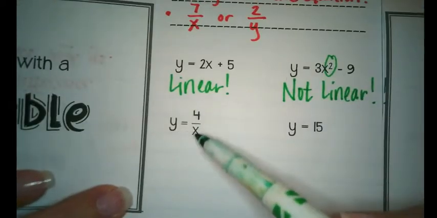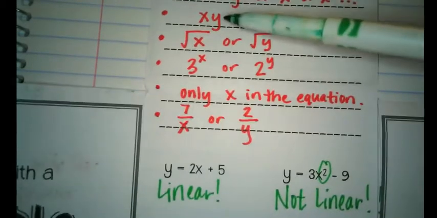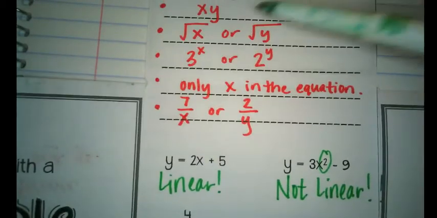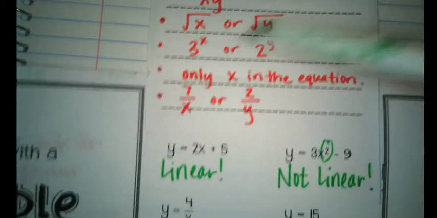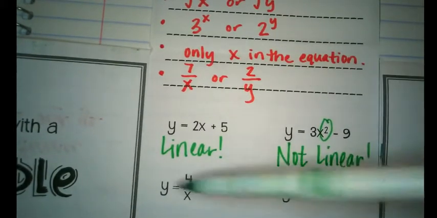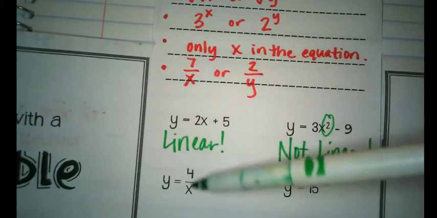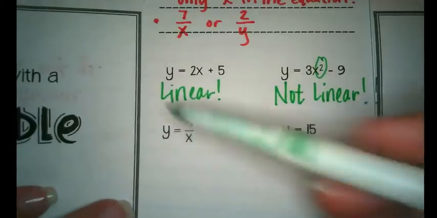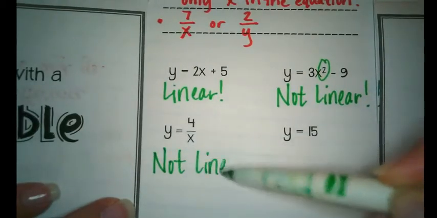All right, the next one. Y equals 4 over x. We don't have exponents. X and y are not multiplied together. The square root of x or square root of y is not in the problem. The x and the y are not written as exponents. We don't have only an x, we have a y in there, but this last one is an issue. This one looks similar to that. So this would be not linear.